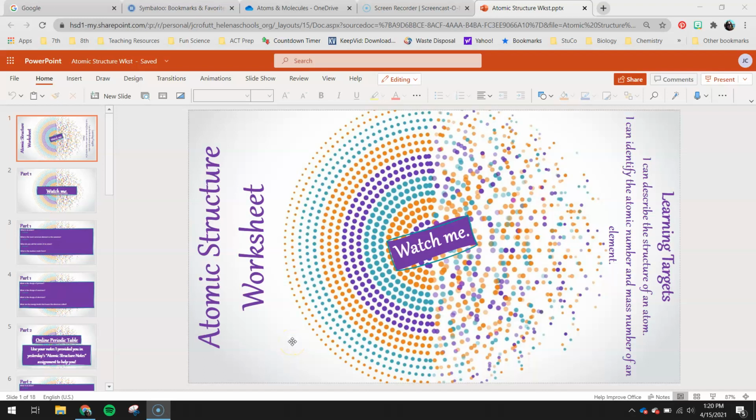Hey 8th graders, today's assignment is the atomic structure worksheet, and your learning targets are I can describe the structure of an atom and I can identify the atomic number and the mass number of an element. So really we're going to be working off of the same little notes that we did yesterday. If you guys haven't done the atomic structure notes from yesterday, you need to go do that first, as this will help you out a lot and you will be using your notes for one part of this.